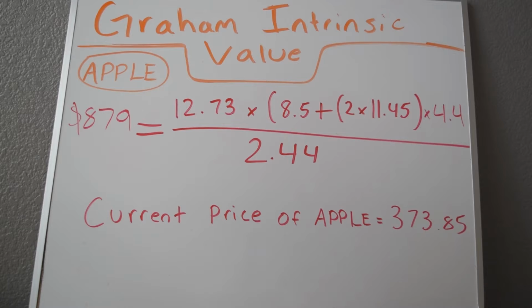The growth rate of Apple is 11.45, and you can find that on Yahoo Finance by going to Yahoo Finance, searching up the stock, which is ticker symbol AAPL, and then going to analysis and scrolling all the way down. We can see that in the next 5 years, it's projected to grow by 11.45%.